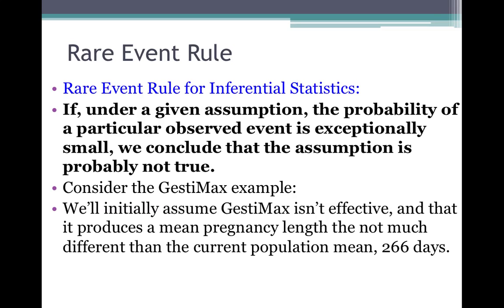This is the same concept that's used in testing of products. We make the assumption that the new product is no better than the old product or does little to nothing at all. So we make the assumption that Gestamax does nothing to a pregnancy length. We're going to say it produces pregnancy lengths of 266. That's how we start a hypothesis test, making the assumption that Gestamax is no more effective.